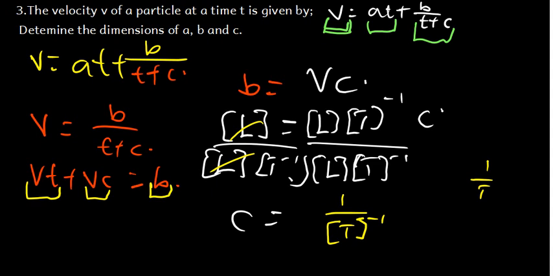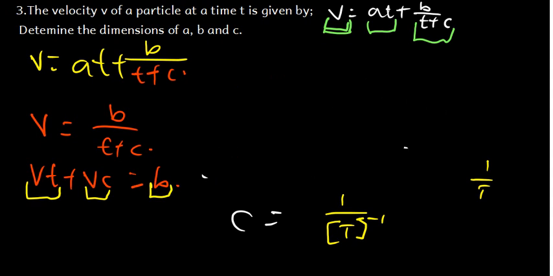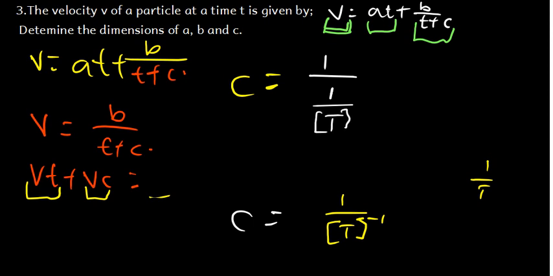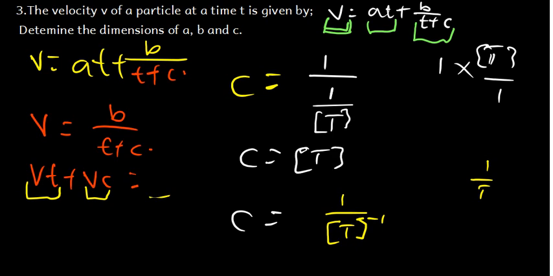So meaning that this is going to give us c is equal to 1 divided by 1 over t. Which means that this is the same as 1 times t over 1. So it's going to give us just t. So the dimension of c is just t. So this is how we can solve this question.